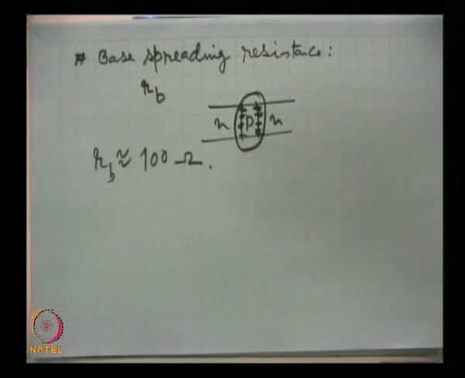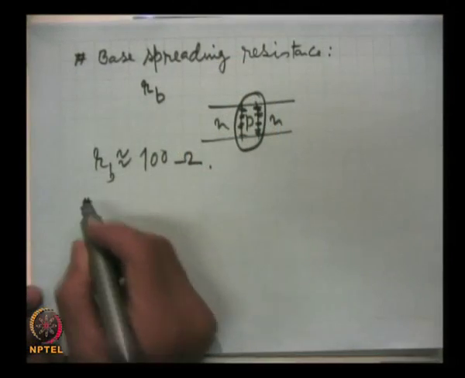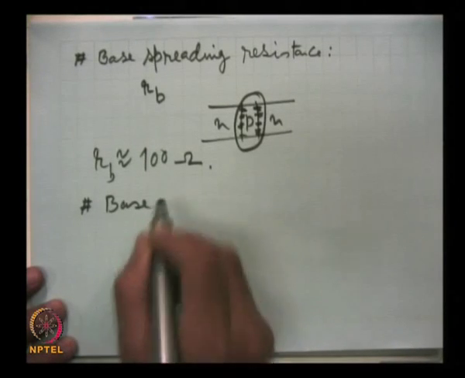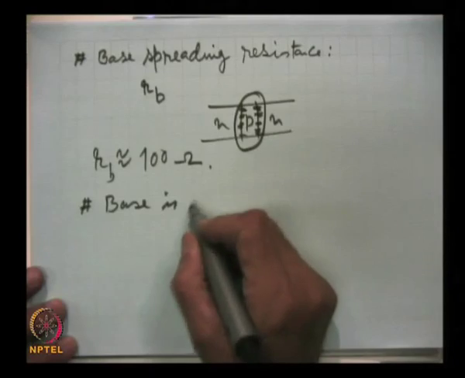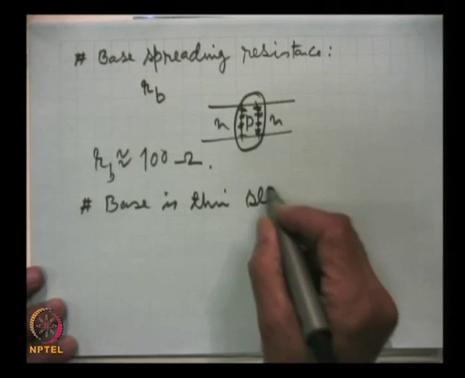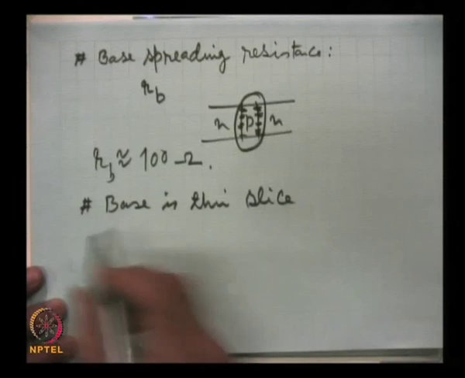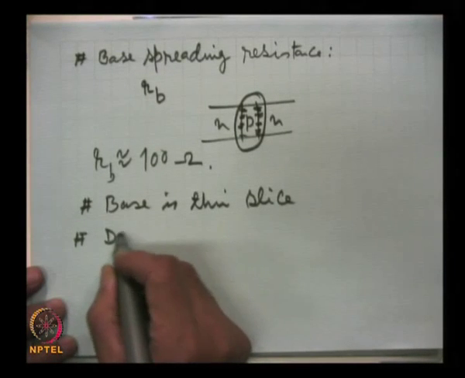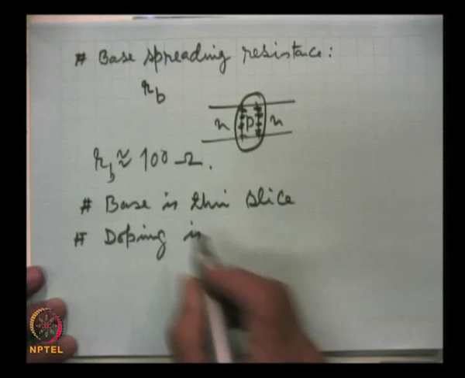I hope you have understood what is the meaning of base spreading resistance, what gives rise to it. Base spreading resistance comes from factors: the base is narrow, a very thin slice, and doping is low. So, three factors contribute to this. The base is a thin slice, so the dimensions are very small. Doping is very light.